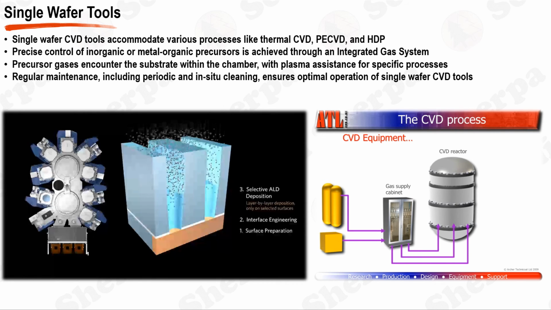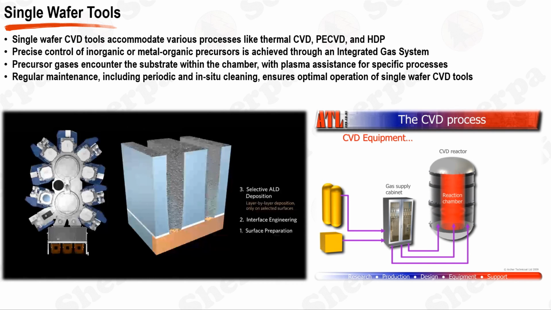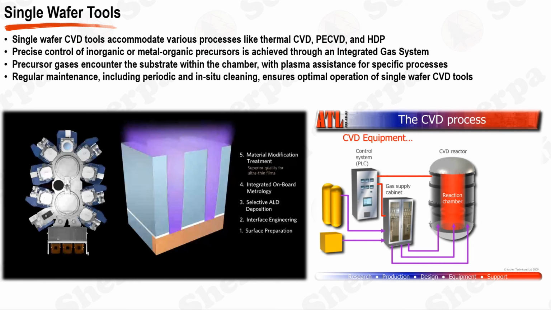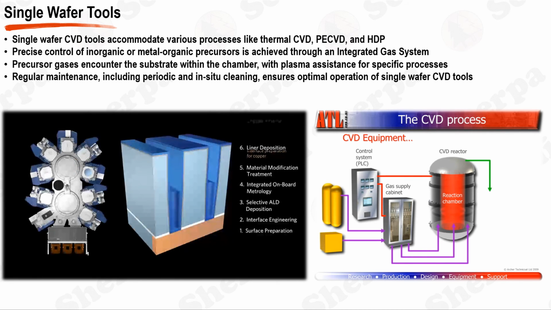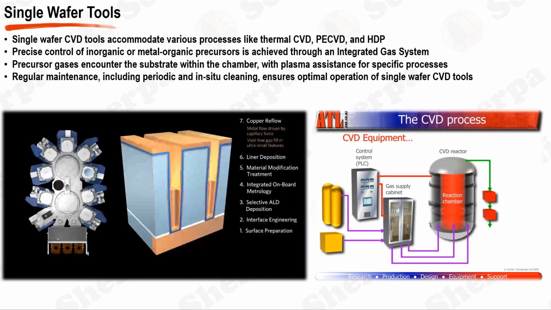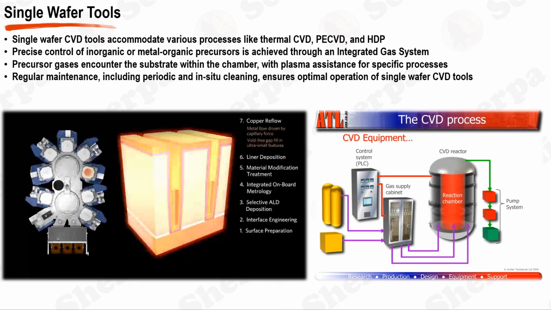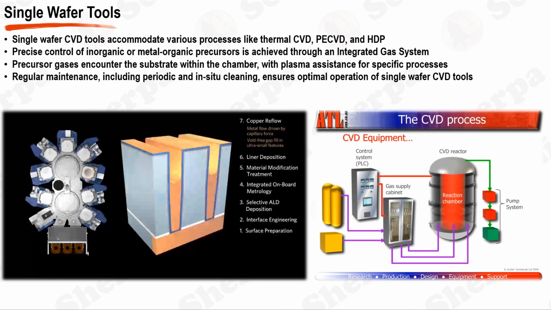Critical to the operation of single-wafer CVD tools are the precursor materials used for deposition. These can range from inorganic precursors and reactant gases to metal-organic precursors, depending on the desired deposition material. The proper handling and delivery of these precursors is facilitated by a vaporizer for metal-organic precursors, gas cylinders, and a carrier gas system. Precursor flow is carefully controlled using mass flow controllers (MFCs), all integrated within a comprehensive integrated gas system (IGS). The precisely controlled precursor gases are then introduced into the chamber through an injector or a showerhead, where they encounter the substrate held by the chuck or susceptor.